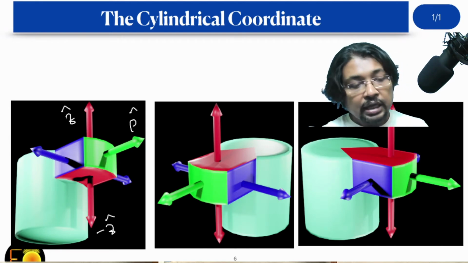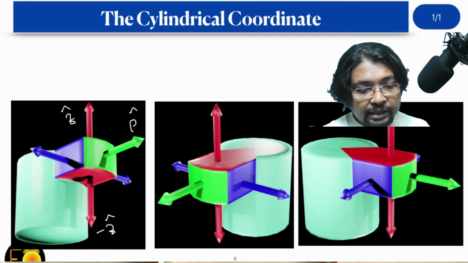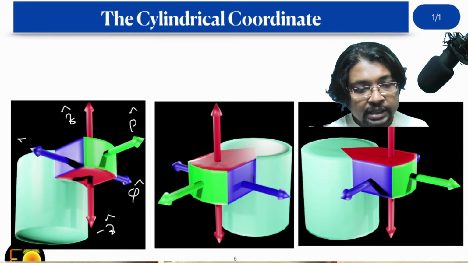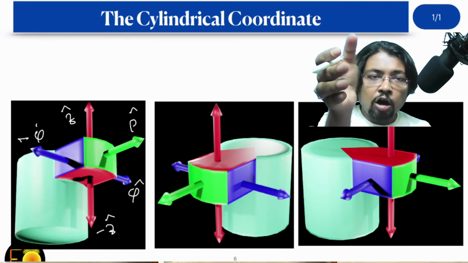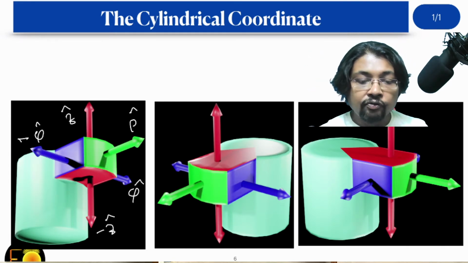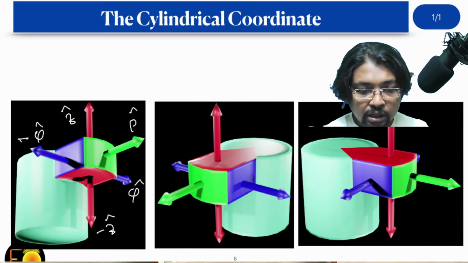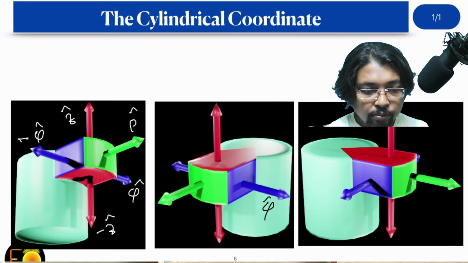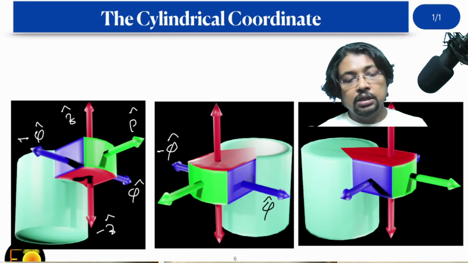z cap. Similarly, this one is positive phi cap and this one is negative phi cap, because as you can see they are a bit curved, so it's along the phi direction. So this one is the phi cap and this one is the negative phi cap direction.